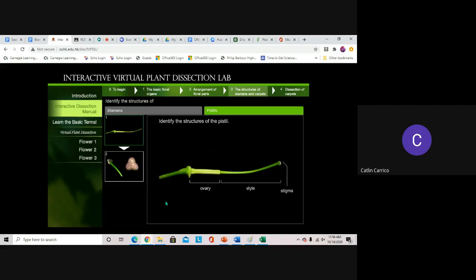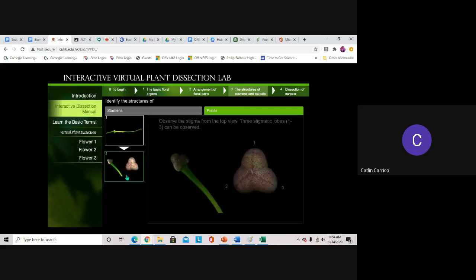For your pistil, this is the female part of the flower. You have the ovary, style, and stigma at the top. Stigma is the sticky part that catches the pollen. The pollen will travel down the style, a tube-like structure, down into the ovary to fertilize the eggs.